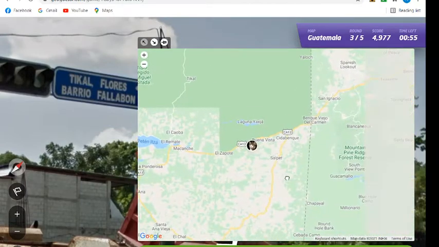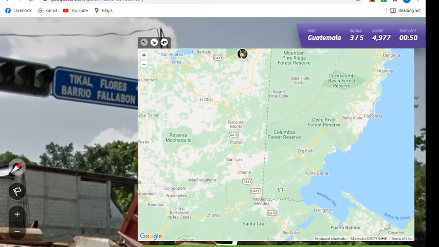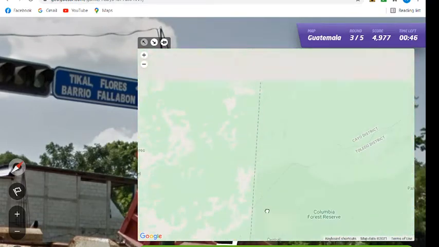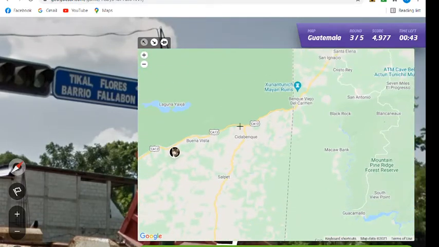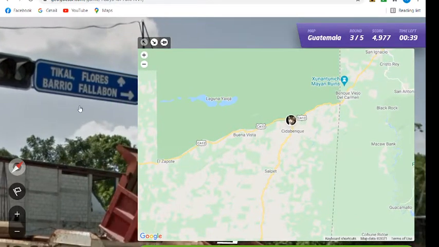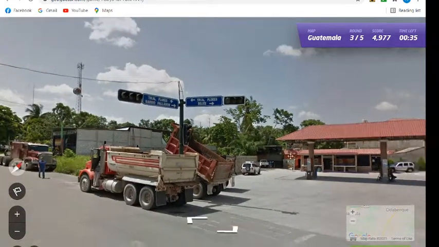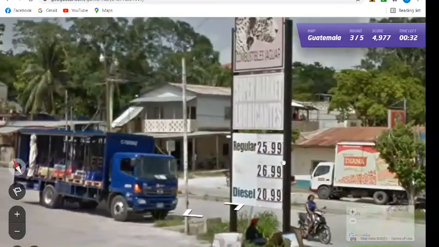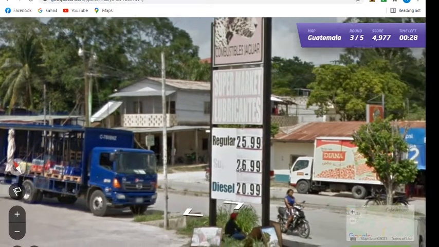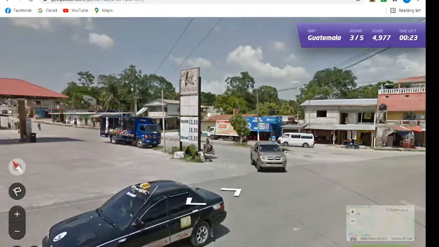Okay, there's just the one crossing with Belize, it looks like. Well, no, maybe there's one down here. No, maybe not. Yeah, okay, so there's only one road, it appears, that crosses the border, the CA-13. Let's see, Barrio Fayabon. Yeah. So here the gas prices give you an idea of the currency scale, that I think there's something like 7 or 8 quetzales to a dollar.